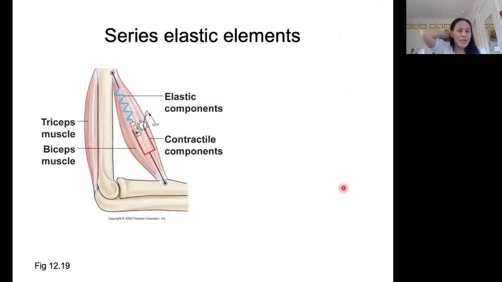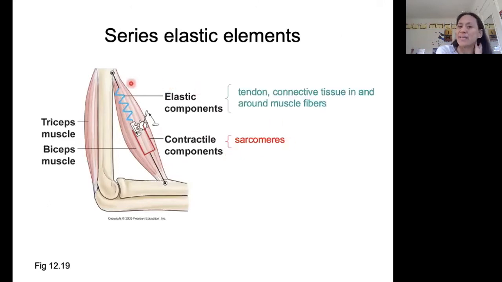So if we look at a muscle, we will see that it consists of both contractile components, which are the sarcomeres, and elastic components, which are basically the other stuff that's connected, that's part of the muscle. So tendon, connective tissue, that's in and around the muscle fibers. So what happens when we contract a muscle isometrically is that we contract our sarcomeres, but our elastic components stretch, thereby maintaining the same length overall in the muscle, okay?